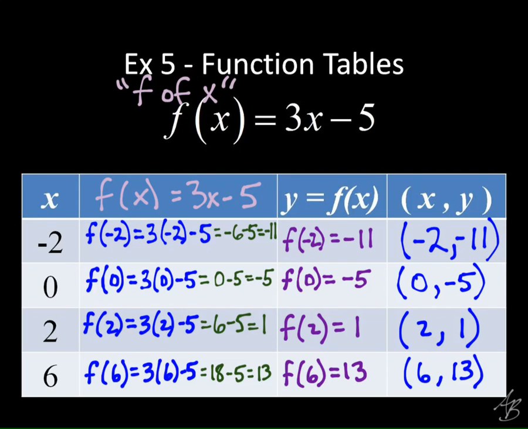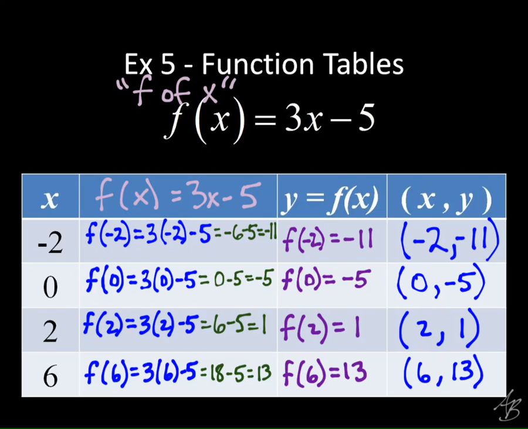All right, so when you finish your function table, check what we have up here. Make sure that yours looks like mine up front. Make sure that in this column here, you're writing the function at the x value, so f of 0, f of 2, f of 6 equals whatever we got for the y value, or the value of the function. And then we're also going to write those as our ordered pairs there.